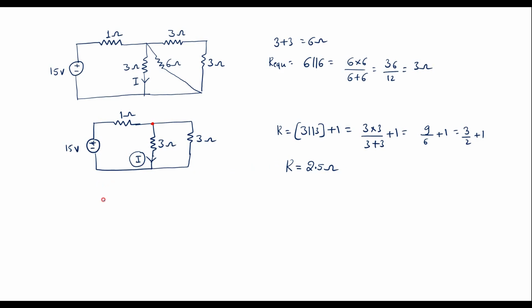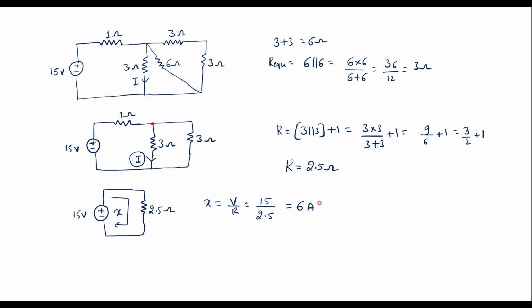So now let me redraw the circuit. That is, we have the 15 volt voltage source here, and the total resistance of the circuit is 2.5 ohm. I will connect it here. This is 2.5 ohm. Now let me find the total current drawn by the voltage source. I will represent it as X. X is the total current, that is X is equal to V by R. Here V is 15 volt, R is 2.5. So solving this we get X equal to 6 amps.